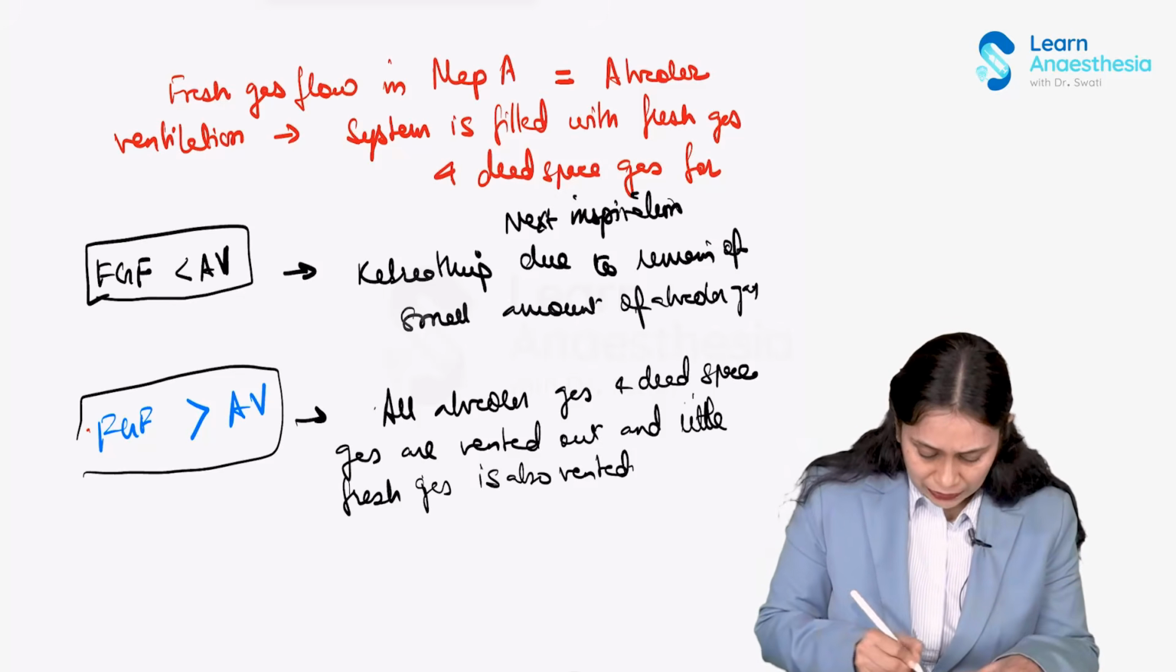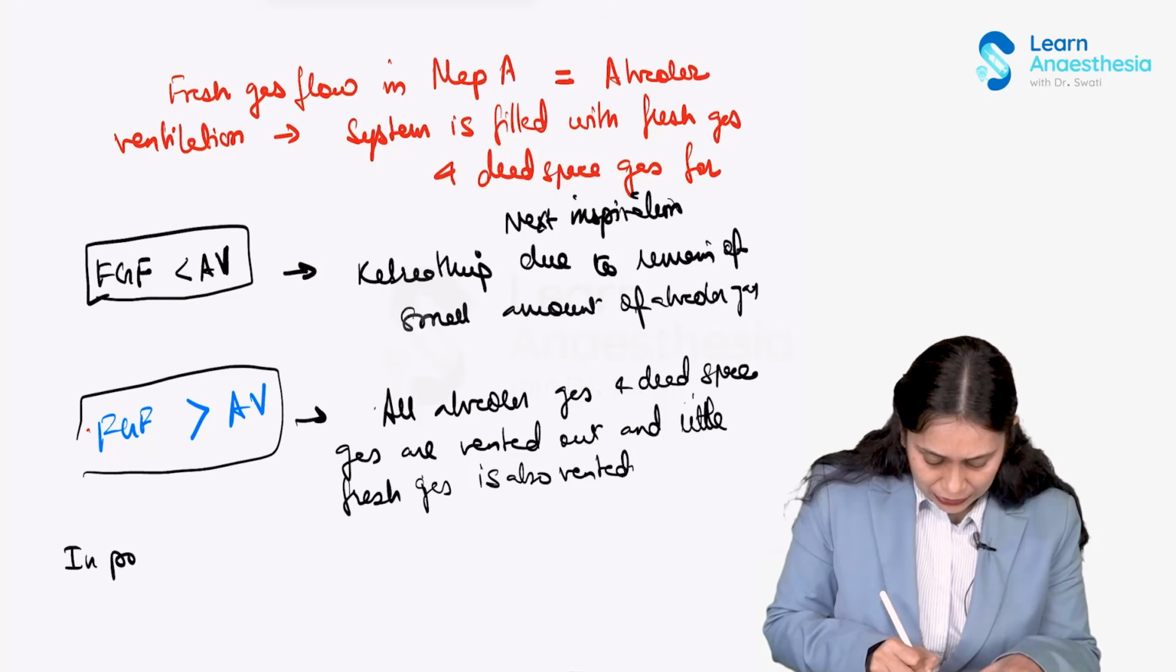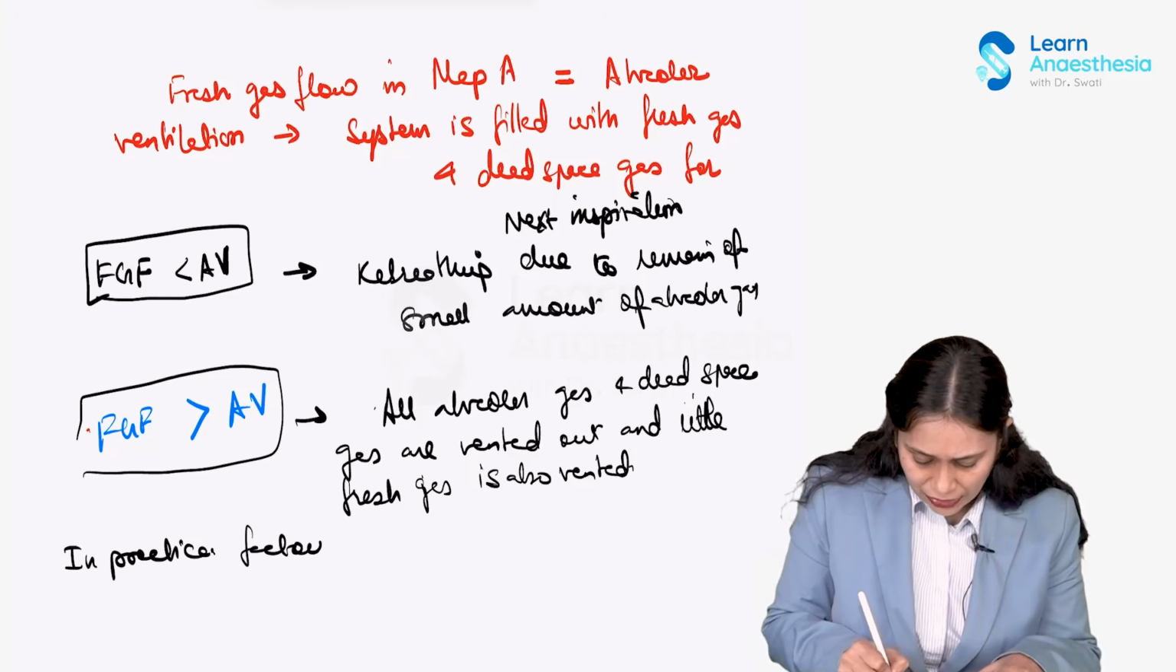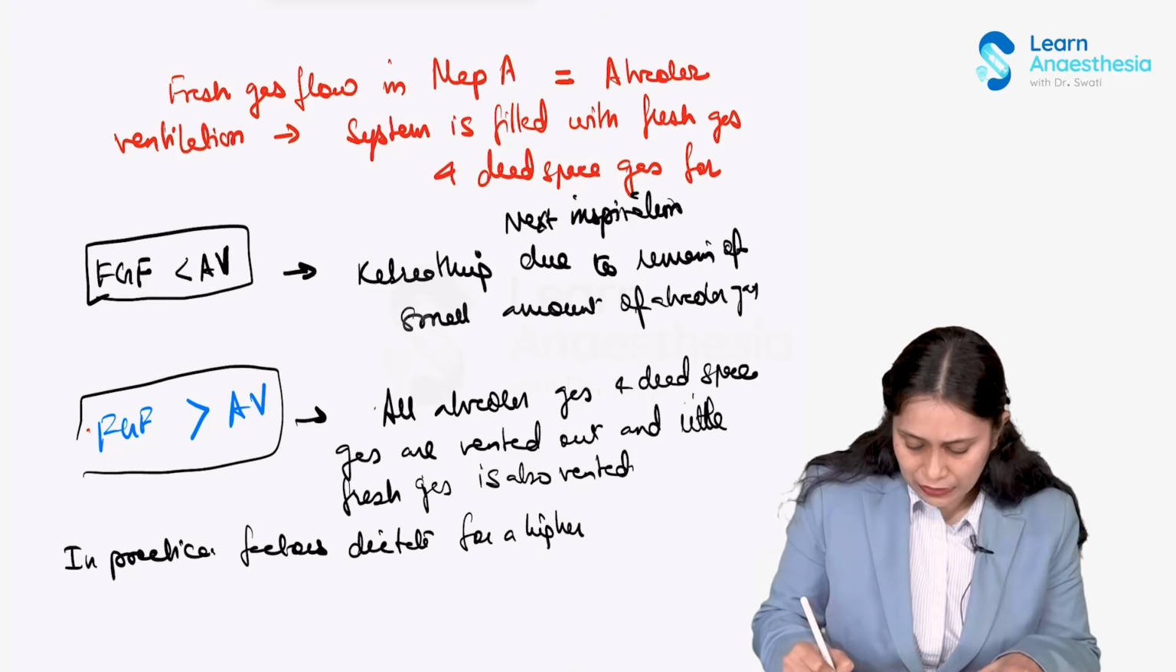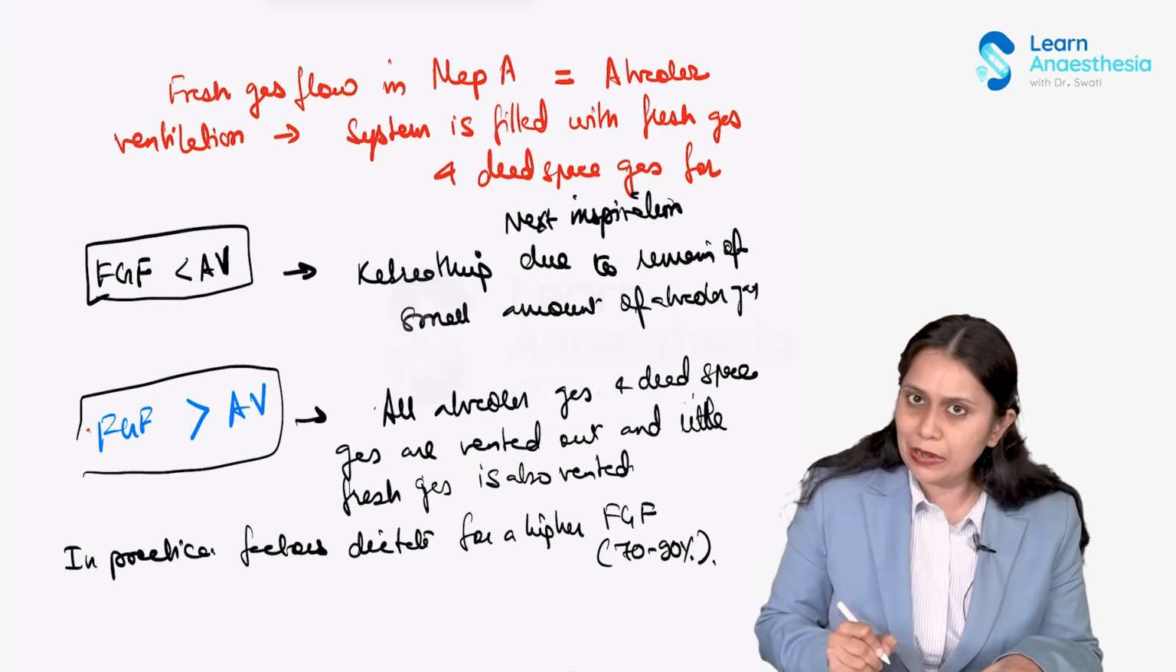As I told you, in practice the number of factors dictate a higher fresh gas flow, that is 70 to 90% higher, because there are a number of factors which dictate.